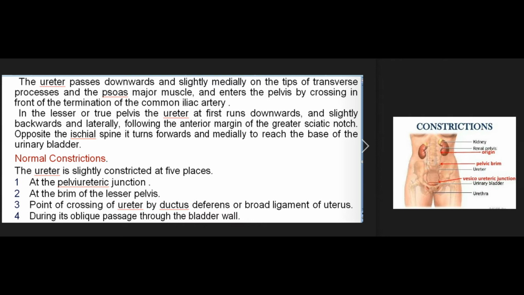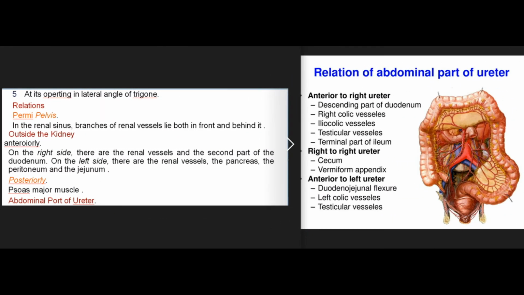Normal constrictions. The ureter is slightly constricted at 5 places. 1. At the pelvi-ureteric junction. 2. At the brim of the lesser pelvis. 3. Point of crossing of ureter by ductus deferens or broad ligament of uterus. 4. During its oblique passage through the bladder wall. 5. At its opening in the lateral angle of trigone.